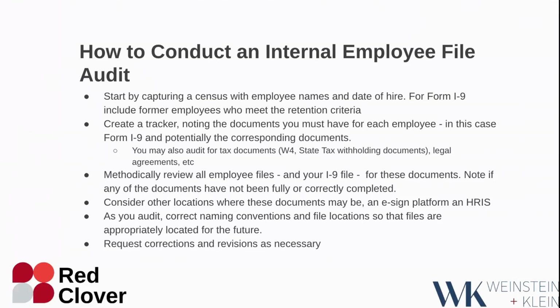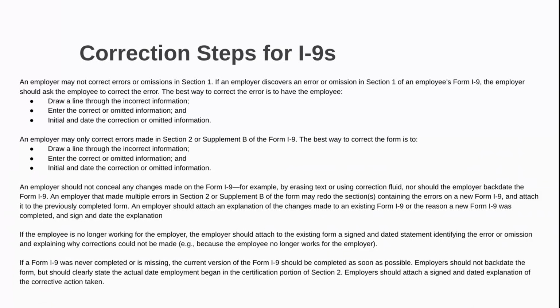As I complete my audit, I'm going to correct naming conventions and file locations so that they're appropriately located for the future. And then my final step is to request corrections and revisions to the documents where necessary. And for Form I-9, there is a very specific way that we are going to make corrections. And I'm going to let Brian walk us through the correction steps for Form I-9.